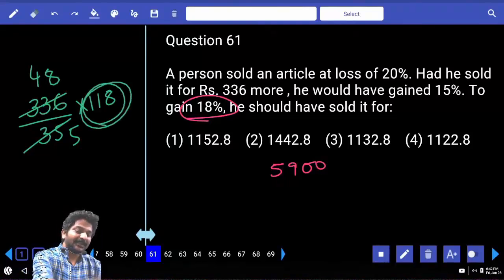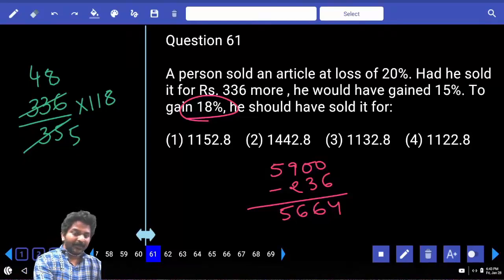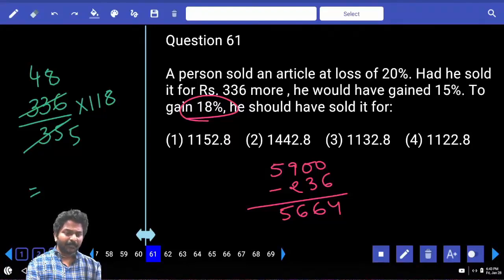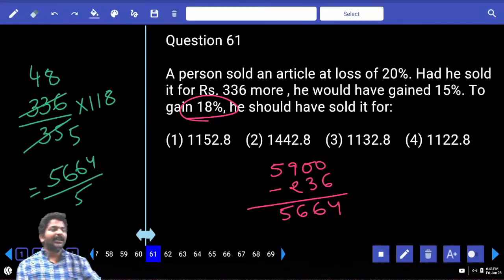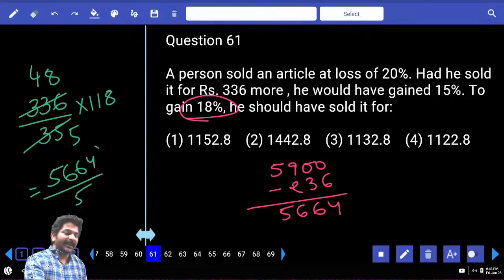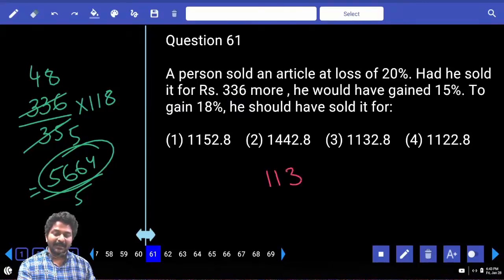What is 2 times of 118? 236. Correct? Which is 5,664. Okay now. 5900 minus 236, correct, 5664. Yes, I'm right. 5664 divided by 5. How do you divide any number with 5? Divided by 10 into 2. Divided by 10 in the sense 566.4 into 2 in the sense 1132.8. Third option answer.